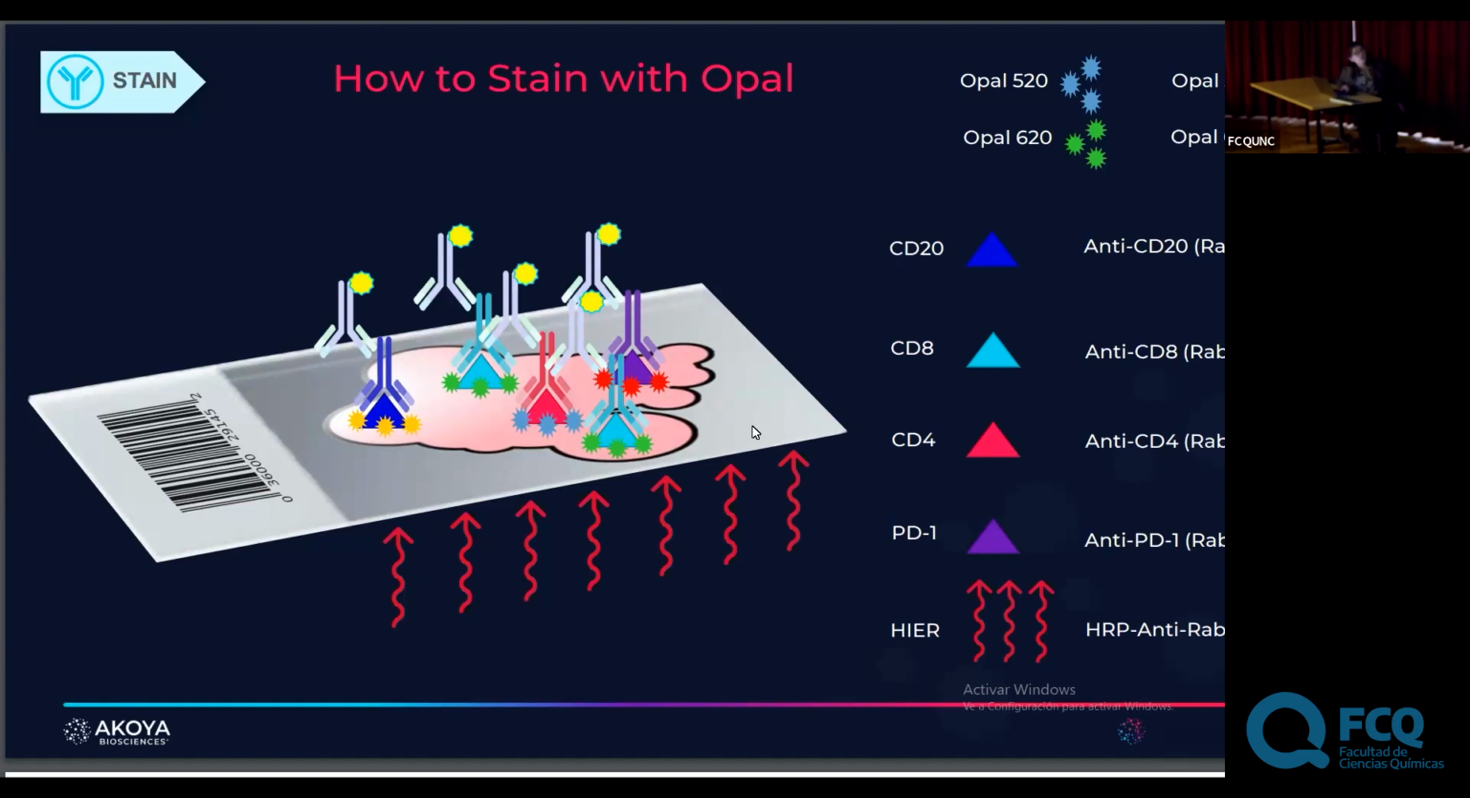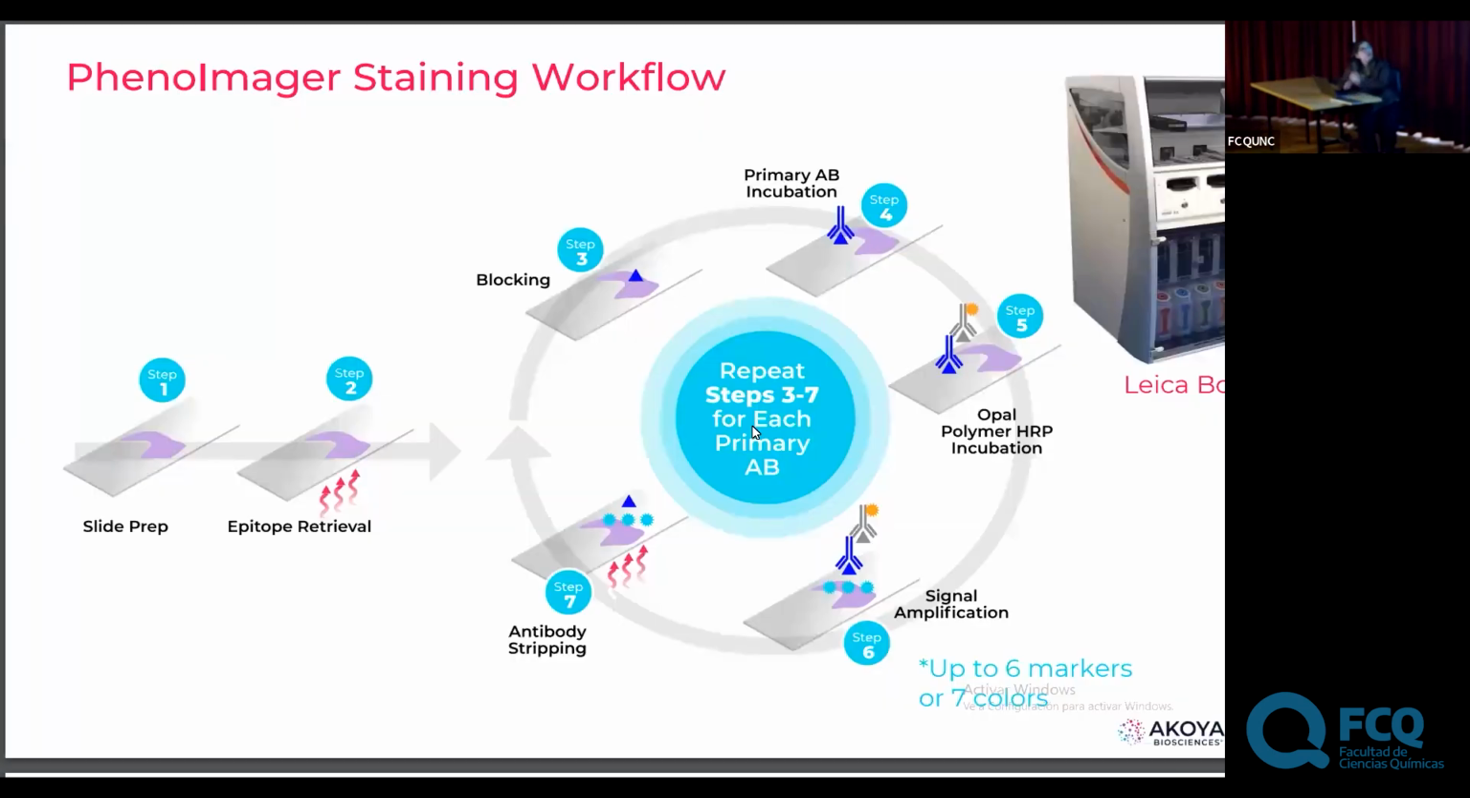So here's just another schema. It's just another staining workflow that I was talking about earlier. You would start with slide preparation, like deparaffinization and tissue rehydration. You would then move to heat-induced epitope retrieval to unmask your target and give your antibodies access.